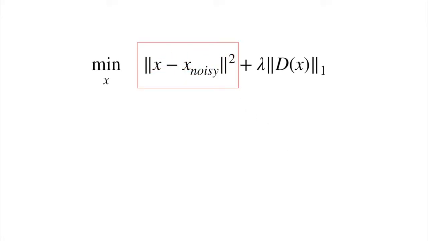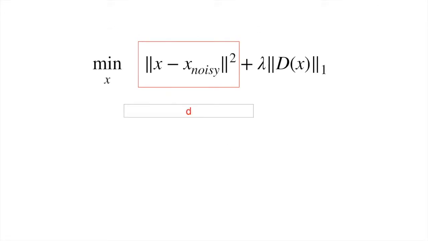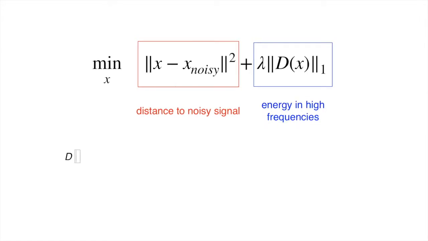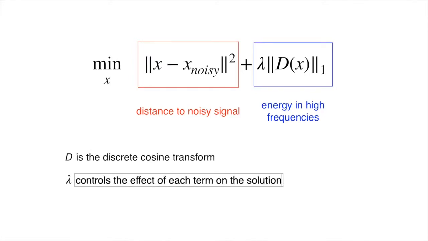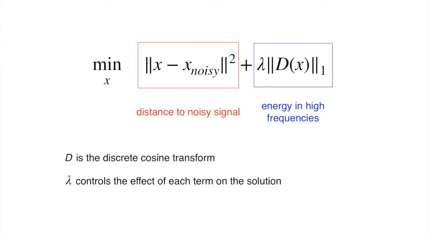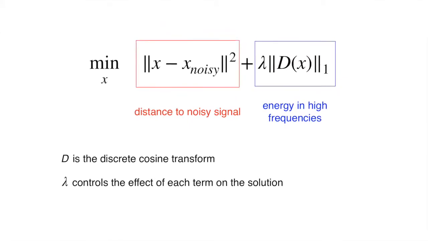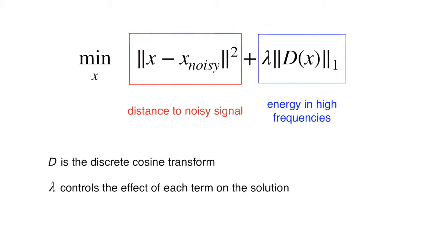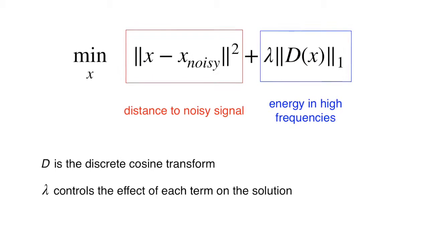To do this, we minimize the sum of two components, one measuring the distance to our noisy signal, and the other component measuring the amount of high-frequency information in the signal. If we minimize both simultaneously, we'll find a denoised version of our audio clip. We choose D to be the discrete cosine transform, and the parameter lambda controls the effect of each term on our eventual solution. Now, the way we've set the problem up here doesn't exactly regularize for low-frequency sounds, but the effect is about the same, and we'll describe it this way for simplicity.